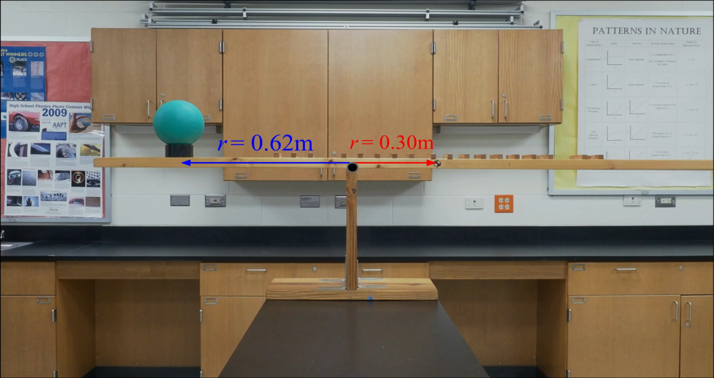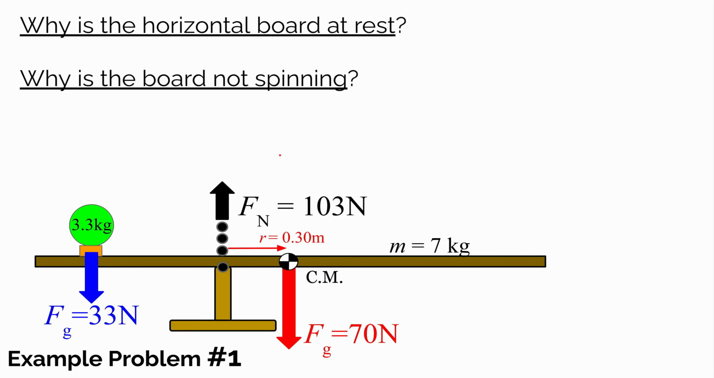The board stopped rotating when this added ball was 0.62 meters away from the pivot point, and the center of mass of the board was about 0.3 meters away from the pivot point. So let's find out quantitatively. We know the mass of the board, we know the mass of the ball, and these distances. Are the torques quantitatively balanced?